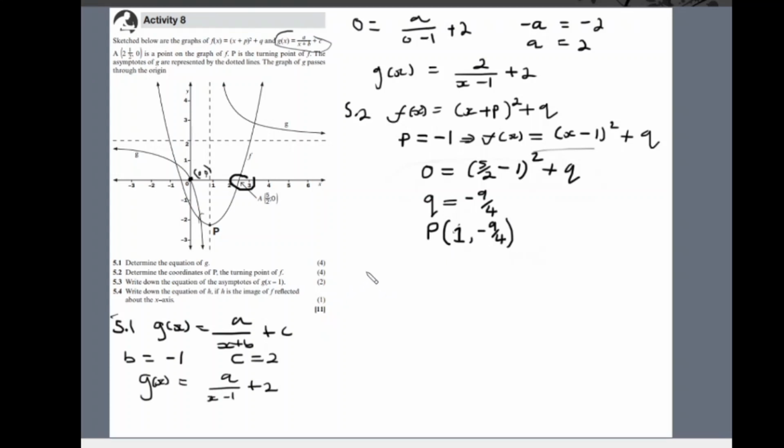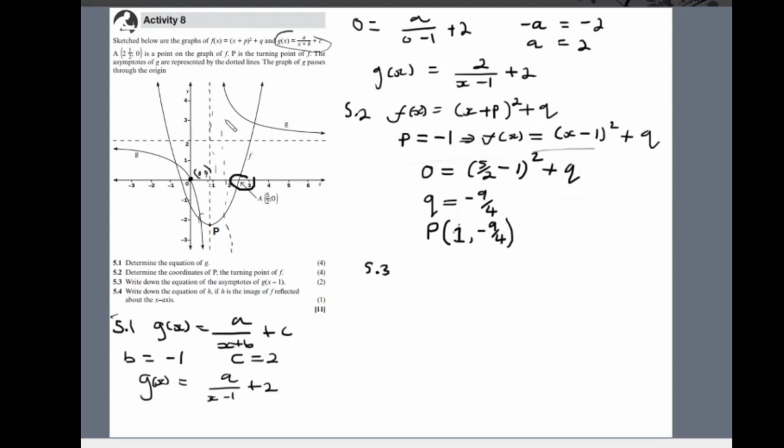Okay, and then question 5.3. We must write down the equation of the asymptotes of g of x minus 1, right? So this is a horizontal shift of the original function of g. So here we are shifting the graph of g 1 unit to the right. So this vertical asymptote will also shift 1 unit to the right. So from 1 it will go to 2.